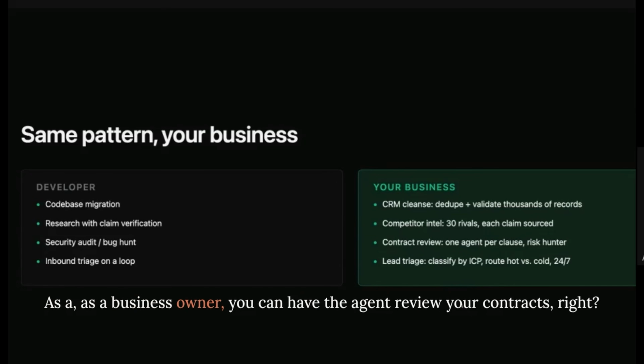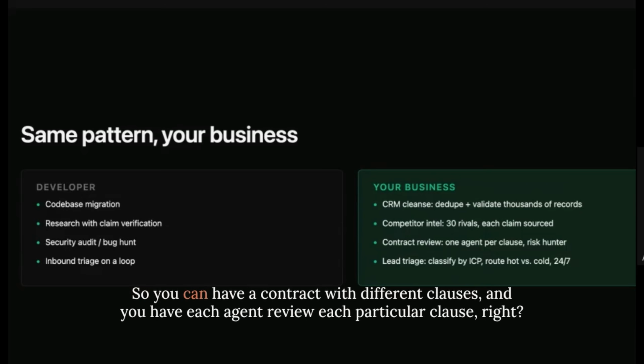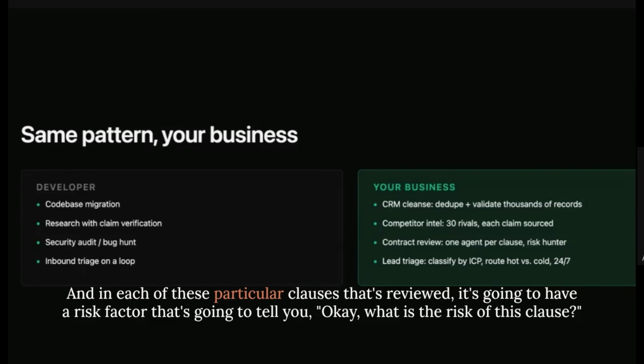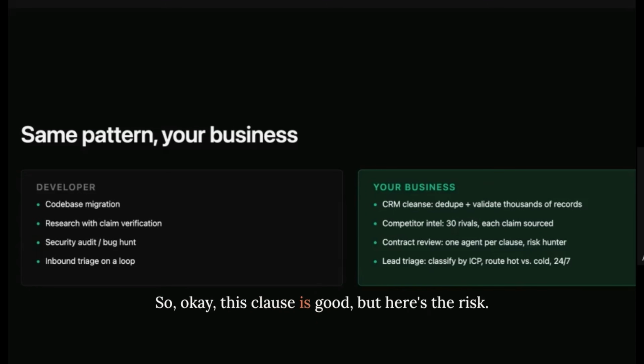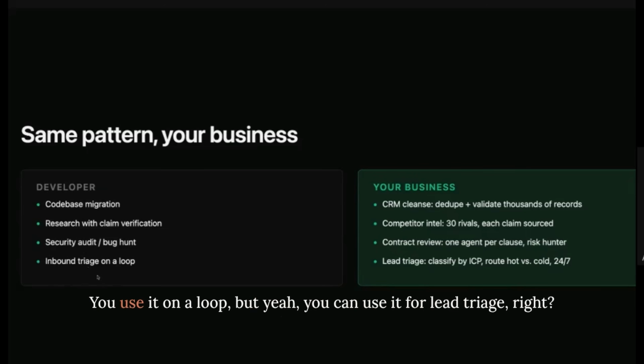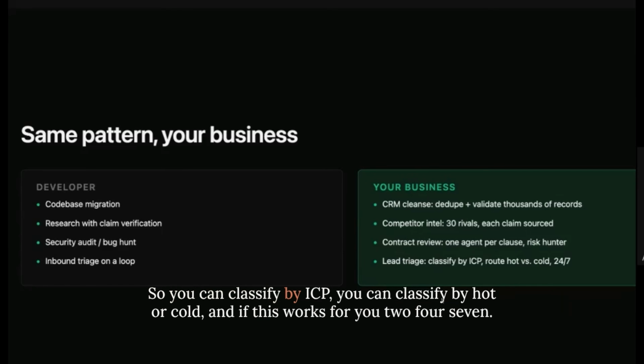As a business owner, you can have the agent review your contracts, right? You can have a contract with different clauses and have each agent review each particular clause. Each agent reviewing a clause is going to have a risk hunter that tells you, okay, what is the risk of this clause, right? So, okay, this clause is good, but here's the risk. You can also use it for inbound triage. You use it on a loop, or yeah, you can use it for lead triage, right? You can classify by ICP, you can classify by hot or cold, and this works for you 24/7.